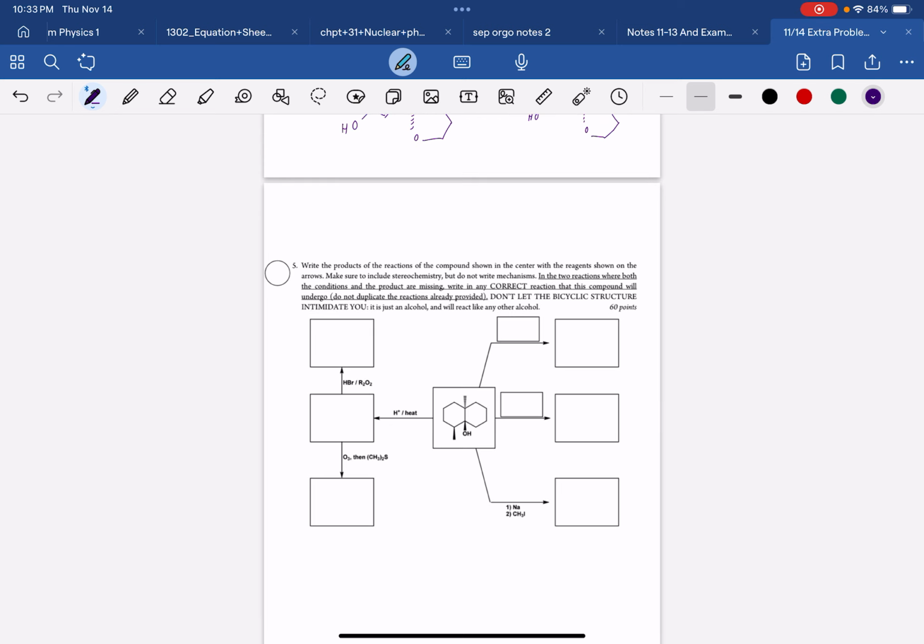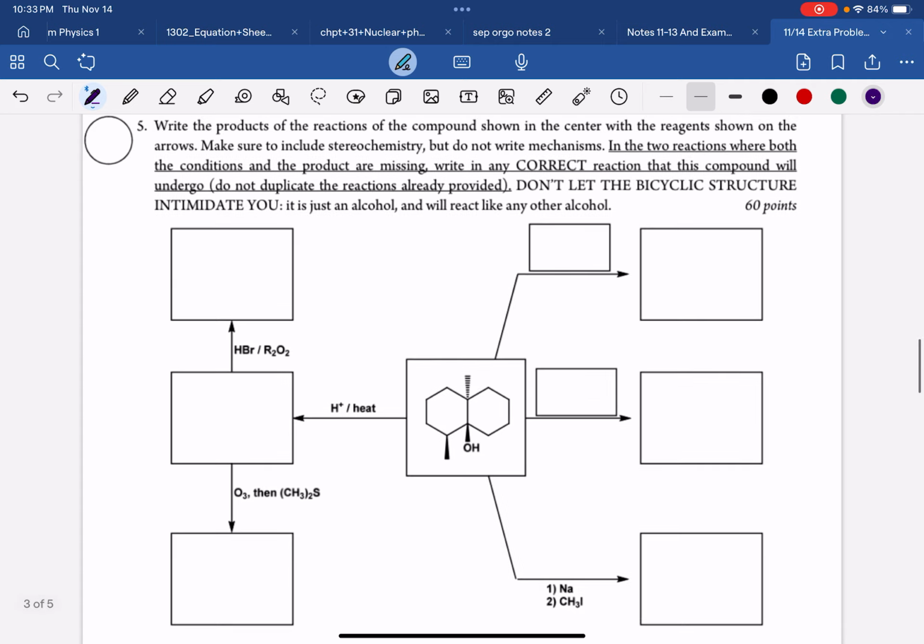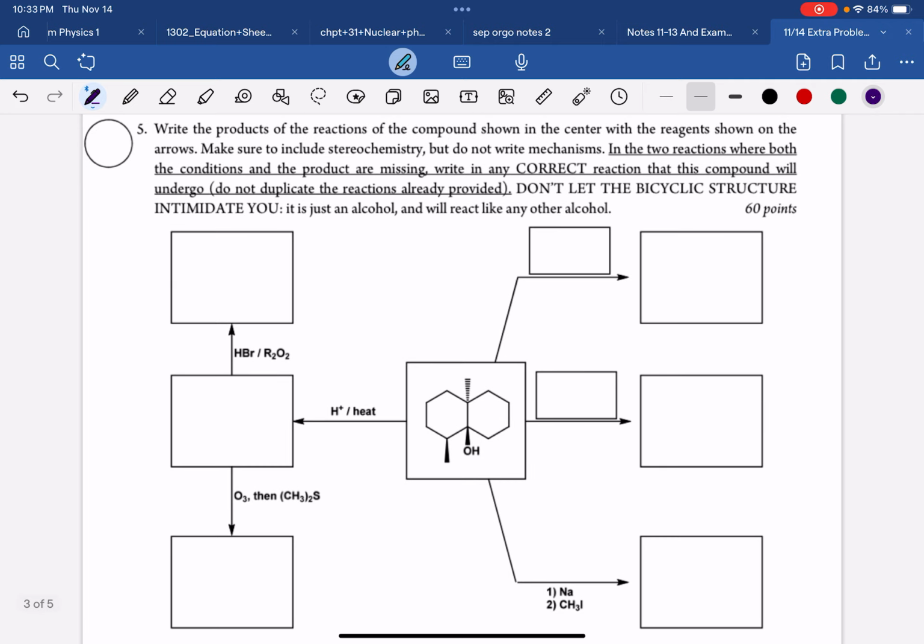Okay, next up, we have this reactions page. Let's see what it says. So write the products of the reactions shown in the center. This is important. Make sure to include stereochemistry. Okay, but don't write mechanisms. Obviously, you don't need to show arrows. In the two reactions where both the conditions and the product are missing, write in any correct reaction.